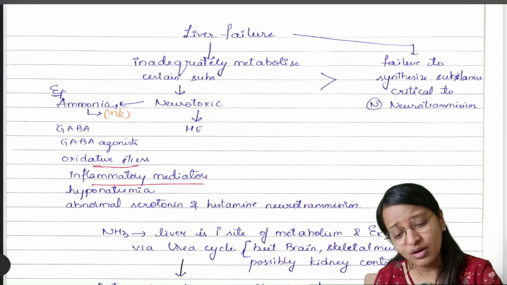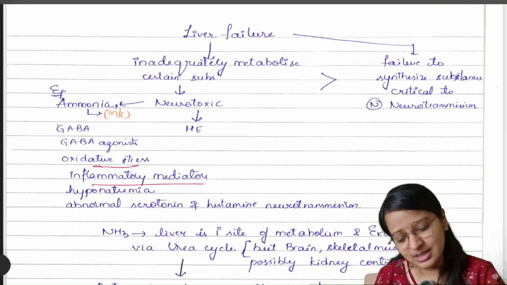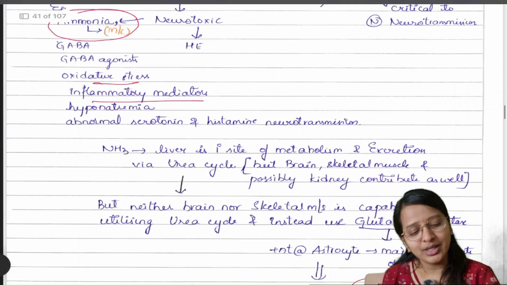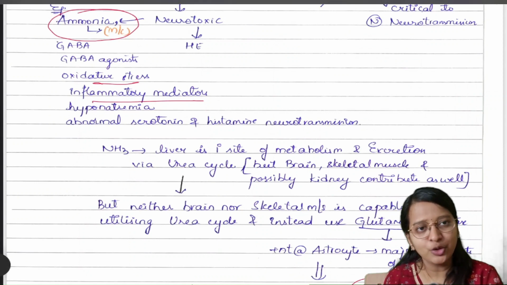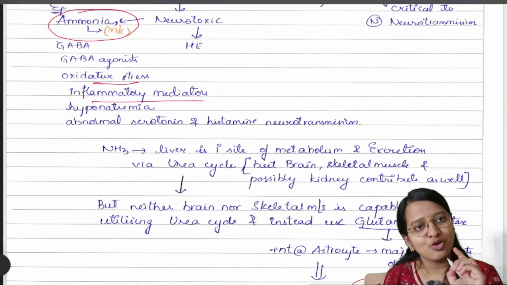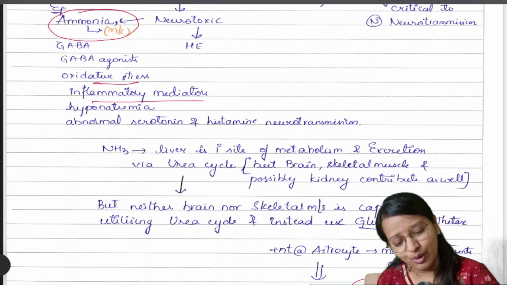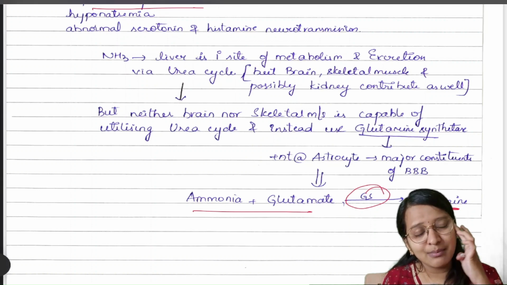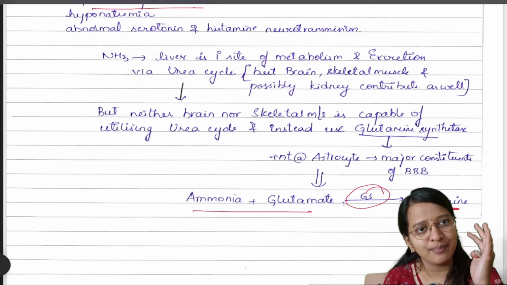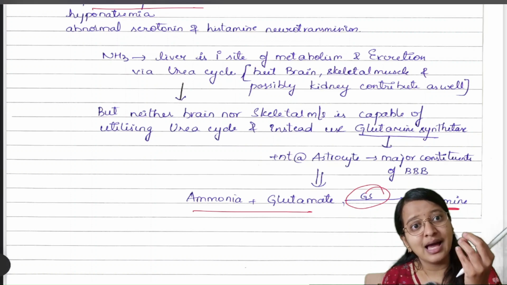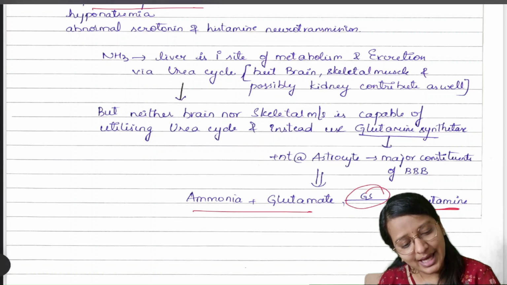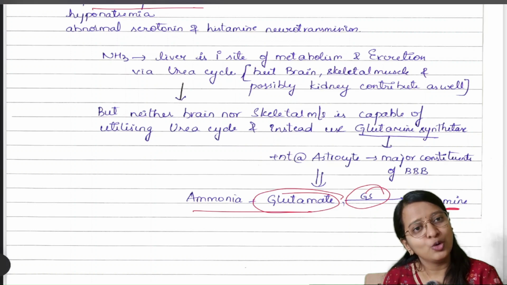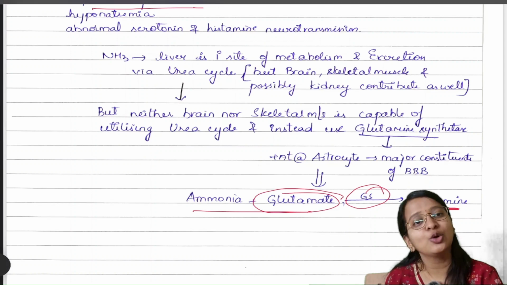Right? So, first, if we take ammonia, which is the major thing causing your hepatic encephalopathy, normally this ammonia has to be converted into urea via the urea cycle. If the liver functioning is normal. If there is cirrhosis or liver failure, what happens? This ammonia gets accumulated and your brain or skeletal muscle cannot convert this ammonia into urea. The brain has, in its astrocytes, the glutamine synthetase enzyme. So it takes this ammonia along with glutamate and, with glutamine synthetase enzyme, it forms glutamine.